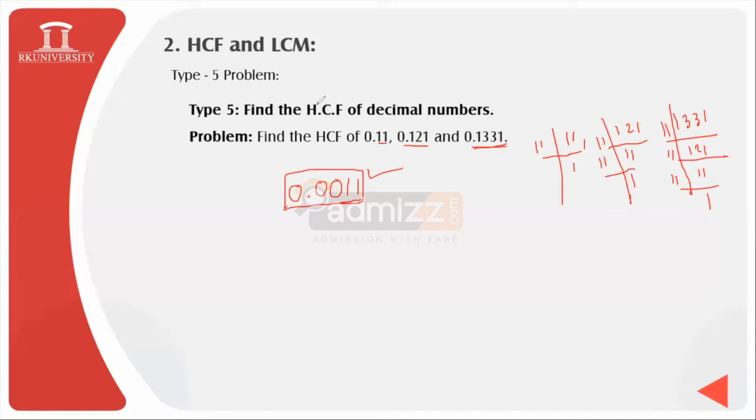I believe this process is well understood by everyone. Let's have a look at the options provided over here. As you can find, our correct answer is option B, that is 0.0011.